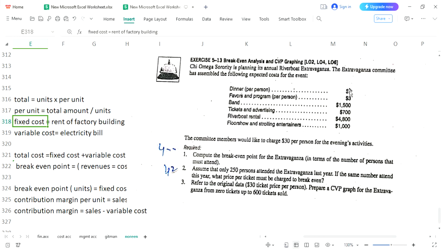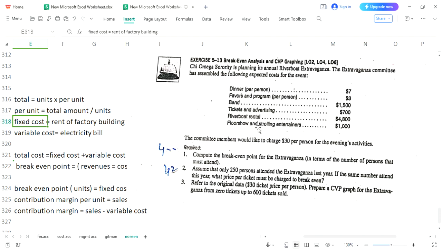How many of these given elements are related to fixed cost and how many are variable cost? You can see that these names are just given. An annual extravaganza, some party is going to be organized. The extravaganza committee has assembled the following expected costs. So what I have said, these are costs. But they have mixed fixed cost and variable cost. Ultimately, you will have to distinguish what are fixed costs and what are variable costs.